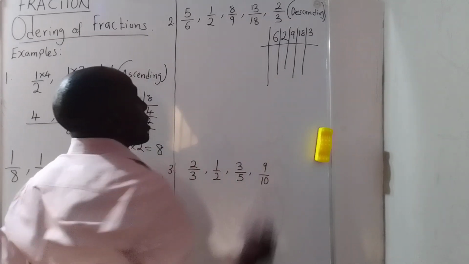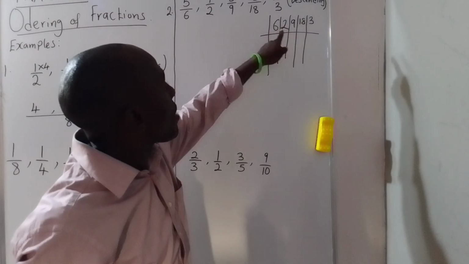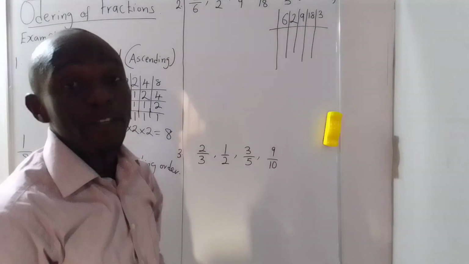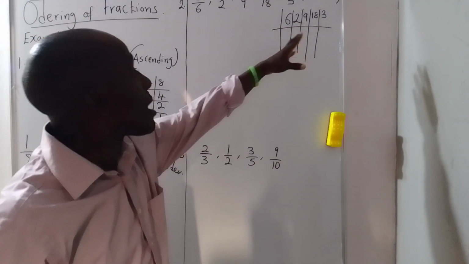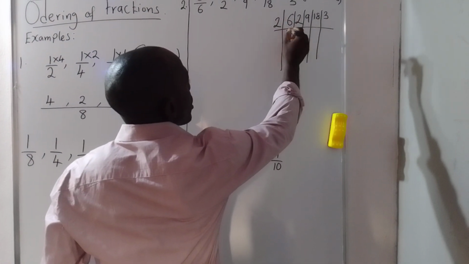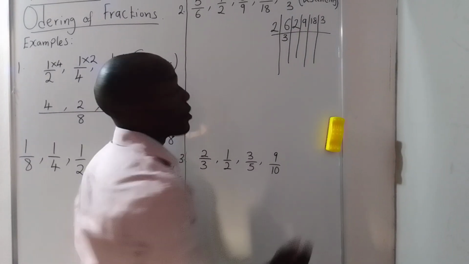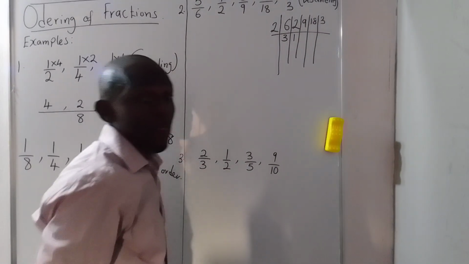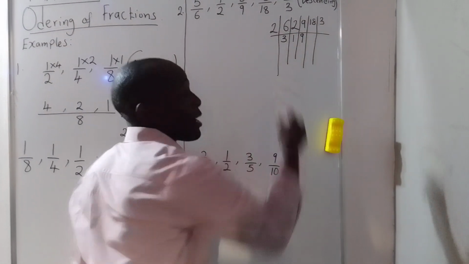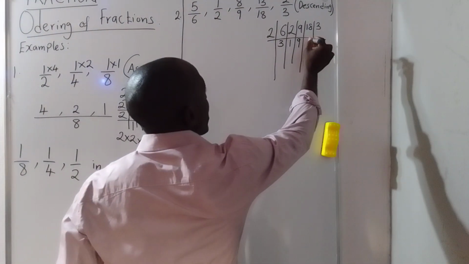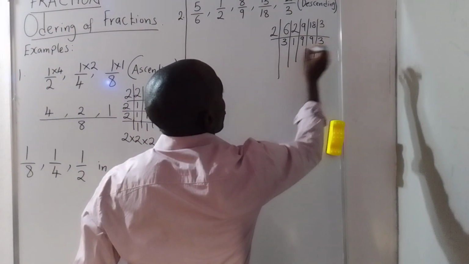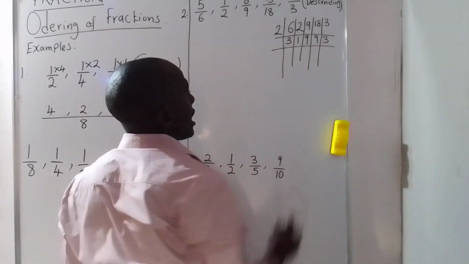Now, looking at these numbers, there are even numbers. 6 is an even number, 2 is an even number, 18 is an even number. Whenever there's an even number among the numbers, you must use 2 to divide. So we use 2. 6 divided by 2 will give us 3. 2 divided by 2 will give us 1. 9 is not an even number, so it cannot be divided by 2. We bring it down. 18 divided by 2 is 9, so we write our 9. 3 is not an even number, so we bring it down.